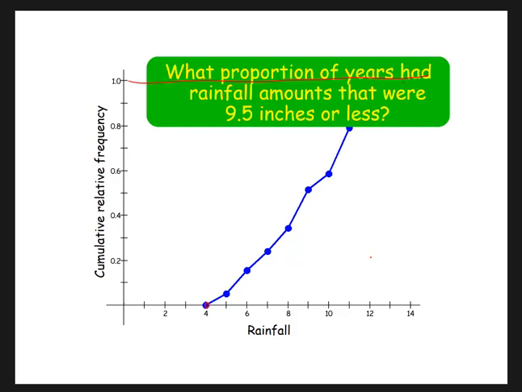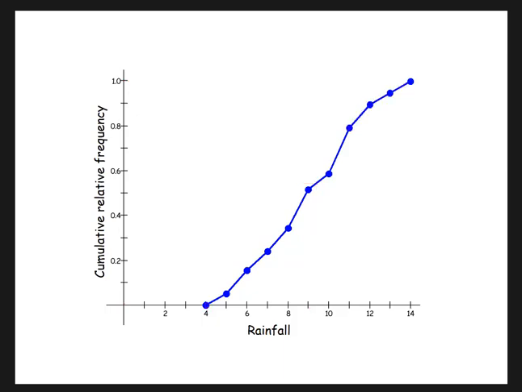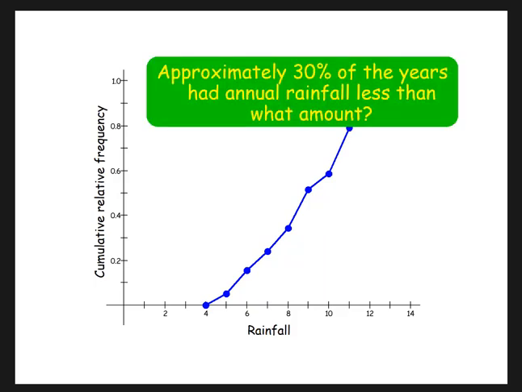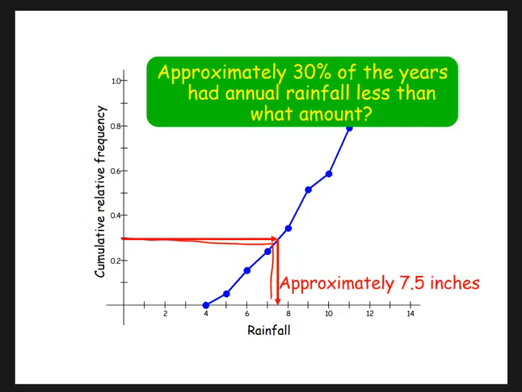What proportion of the years had rainfall amounts that were 9.5 or less? So here's 9, 9.5 would be right here. You trace that up and over. See, it's approximately 0.55 or 55%. Approximately 30% of the years had annual rainfall less than a certain amount. So then we're going to go 30% here, trace it over, and then down. That looks to be about 7.5 inches.